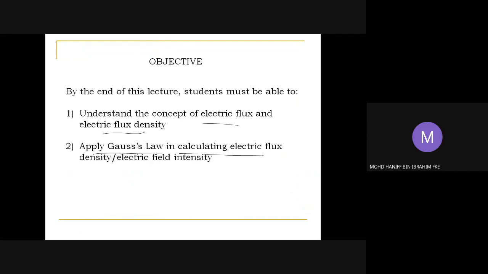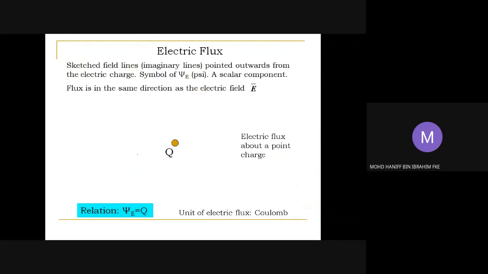Okay, good. So let us have a look at the concept of flux. So flux is defined basically to be a sketch of field lines, the words here, sketch field lines. Or in other words, we can say that the electric flux is imaginary lines, a line which cannot be seen, and it is said to be pointed outwards from the electric charge.